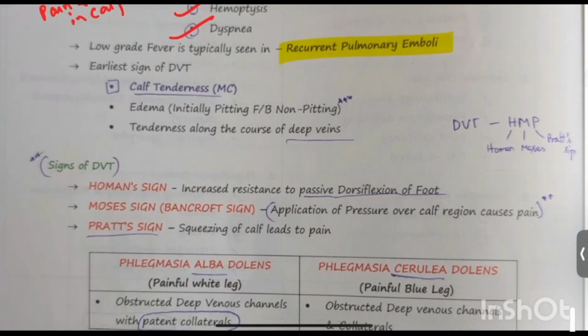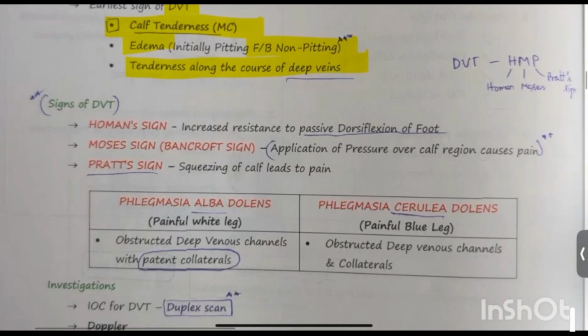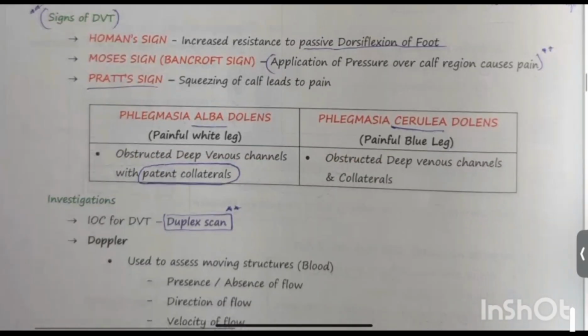Okay. So the earliest sign of DVT will be calf tenderness, just like we discussed. Other than that, there can be edema, which is initially pitting and then followed by non-pitting type of edema. There will be tenderness along the course of the deep veins. Okay. So there are certain named signs of deep vein thrombosis, like Homan's sign. What does this indicate? There is increased resistance to passive dorsiflexion of the foot.